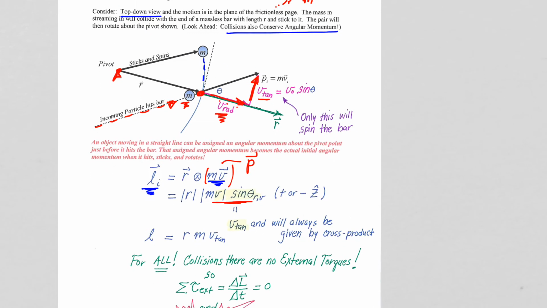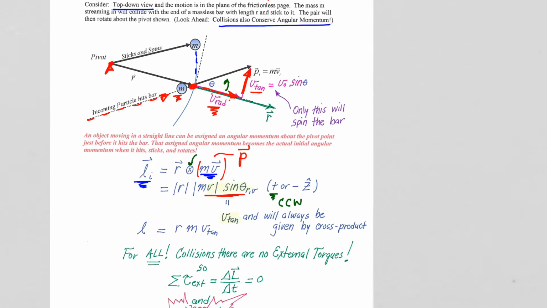So that L initial is really an assigned value, and we can see that our cross product even gives us the correct direction for the rotation when we do our right-hand rule. We would do R cross mv, and that's going to be a thumb out of the paper, positive z hat, which is a counterclockwise rotation. So it matches up perfectly.